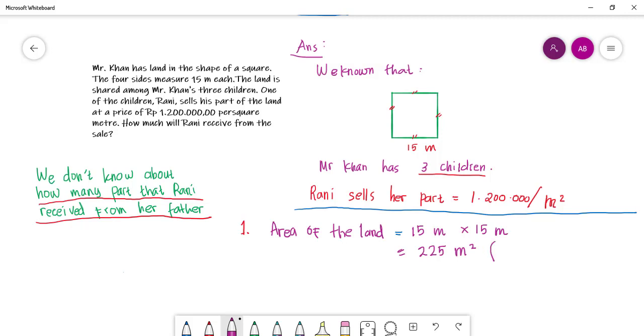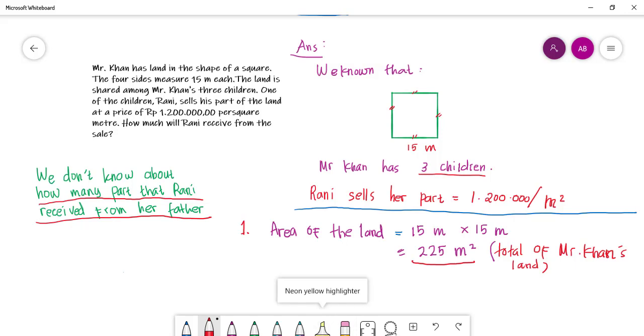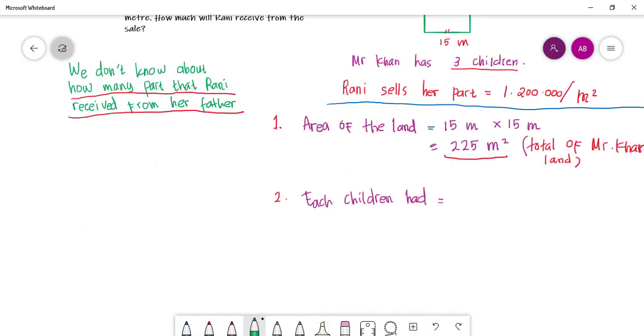Now we can find the total of Mr. Khan's land. This is the total of Mr. Khan's land, right? Now Mr. Khan is going to divide this land among his 3 children. Okay, let's divide them together. Now we can see what each child had. We know that the total is 225 square meters.